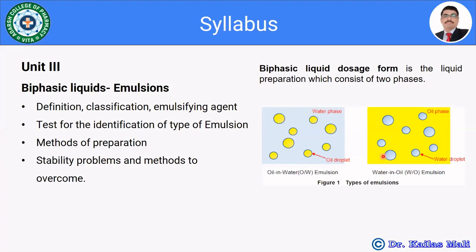And whatever the formulation is there, it is being stabilized by using the emulsifying agent. So we are going to discuss definition, classification, then the details of the emulsifying agents along with the examples. Furthermore, we are going to deal with the test for the identification of types of emulsion, then the methods of preparation of the emulsion, and stability problems and methods to overcome them. So these are the points which we are going to discuss under the chapter emulsions.